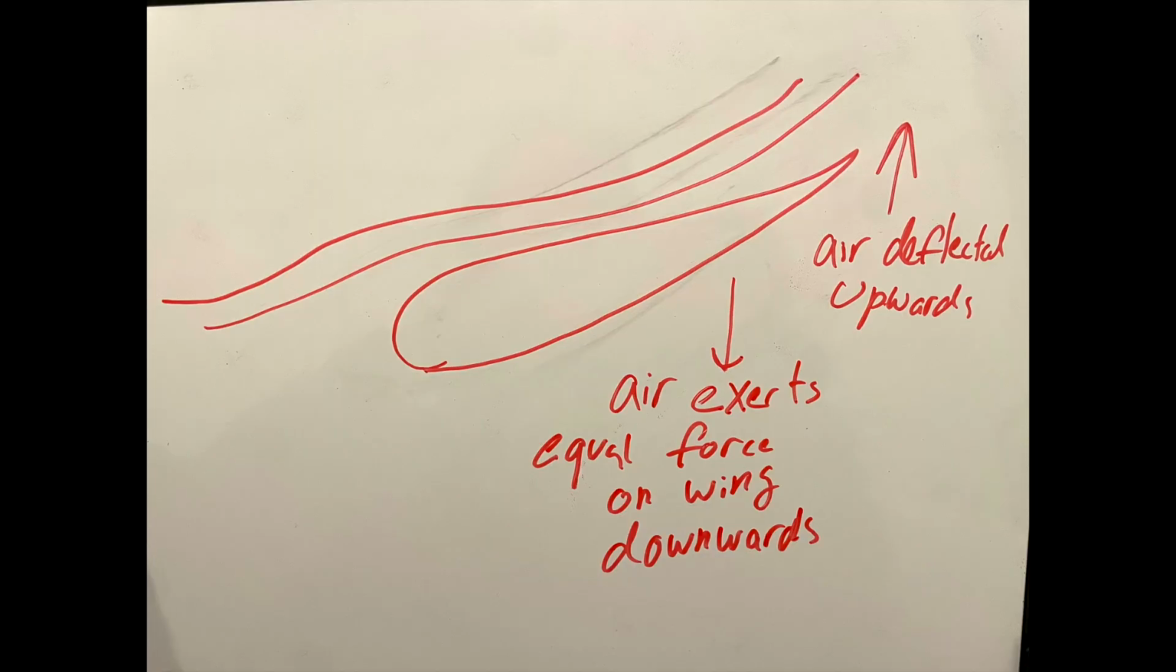In addition, Newton's third law states that when one object exerts a force on another object, that second object must exert a force that's equal but opposite on the first. So since the wing exerts a force on the air by deflecting it upward, the air must exert a force on the wing. This pushes the car into the ground.